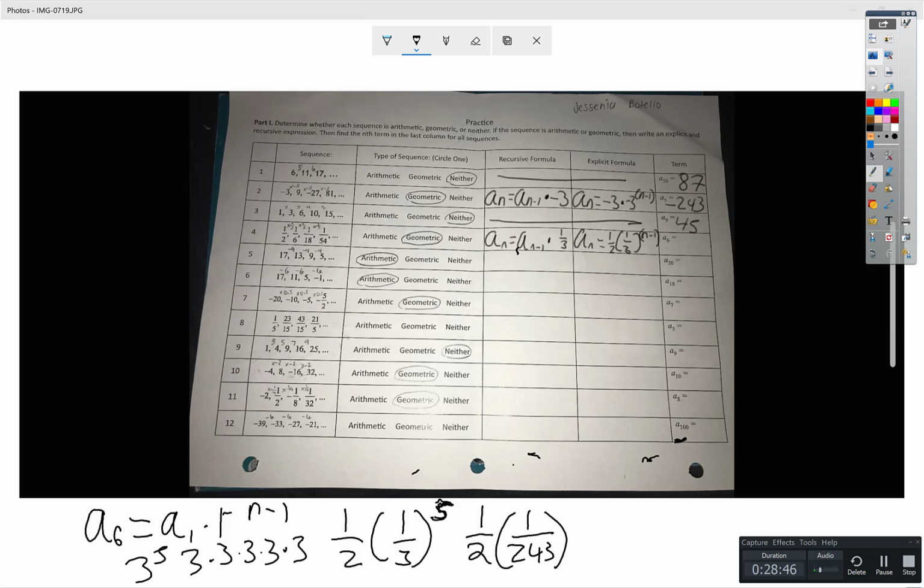And then 243 times 2 is going to be 446. No, sorry, 486.